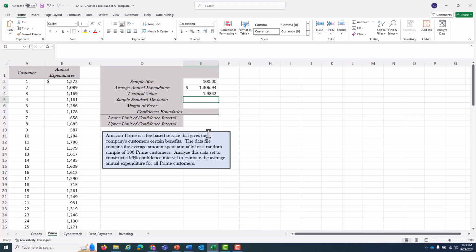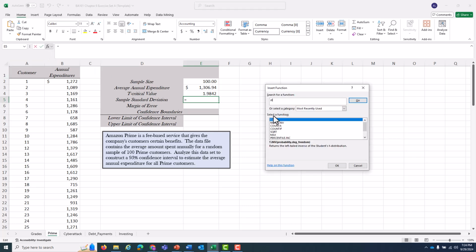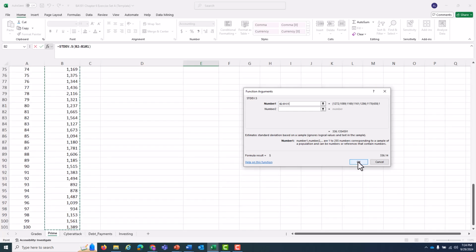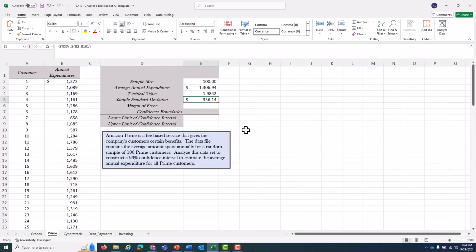Sample standard deviation: because we don't know the population standard deviation, we've got to use the sample standard deviation, and that formula, if I go back to insert function over here, is STDEV.S. So I hit go, and I get the standard deviation of a sample, which is going to be the standard deviation of all the annual expenditures that we have recorded. I drag that down and hit OK, and I come up with $336.14. Pretty big standard deviation. What we're saying here is that the majority of the people in our sample spent somewhere between $336 less than $1,306 and $336 more than $1,306.